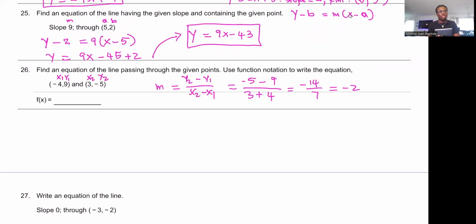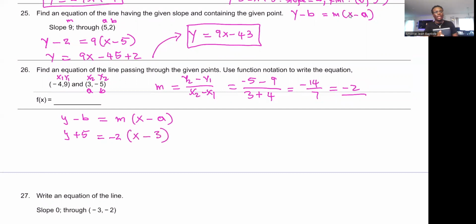Now, after I get the slope, I can use the same technique that I used here, calling either one of these 2 points A and B. So I can call this one A and this one B. So I can use y minus B equals m, the slope I just found, times x minus A. So that's y minus -5, plus 5, equals m, which is -2 that I just found, times x minus 3, what I call the A.